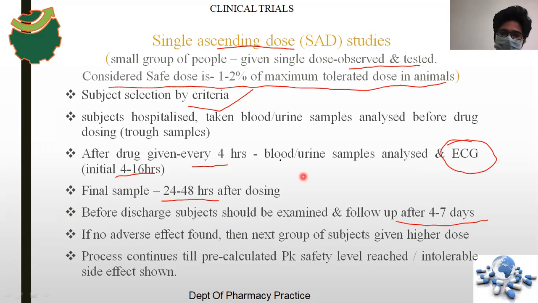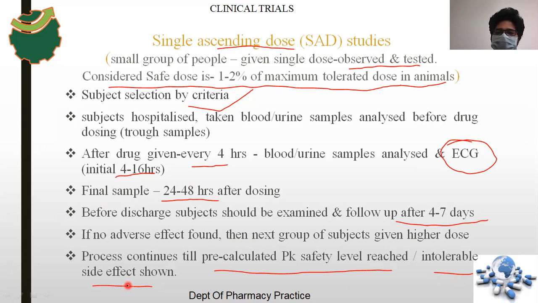Okay, and they follow all the steps. And if no problems are seen, then for the third batch they will start with 1 gram. Like that they will repeat the process. This process continues until, in some batch, the pre-calculated PK safety levels are reached, become intolerable, and side effects are shown. So this is the major objective of your phase one, right? To see the tolerable dose, the safety dose, and the PK/PD.